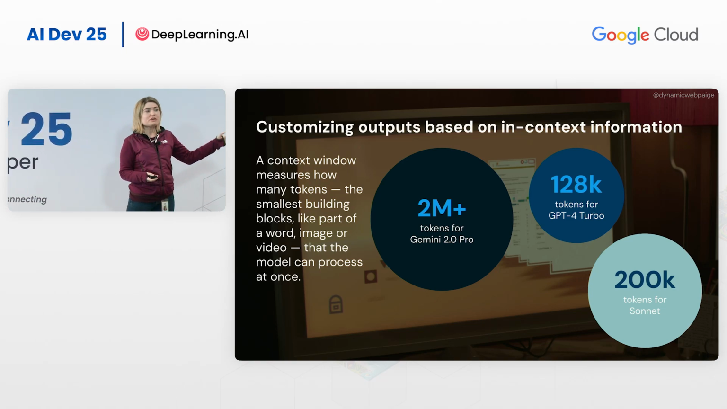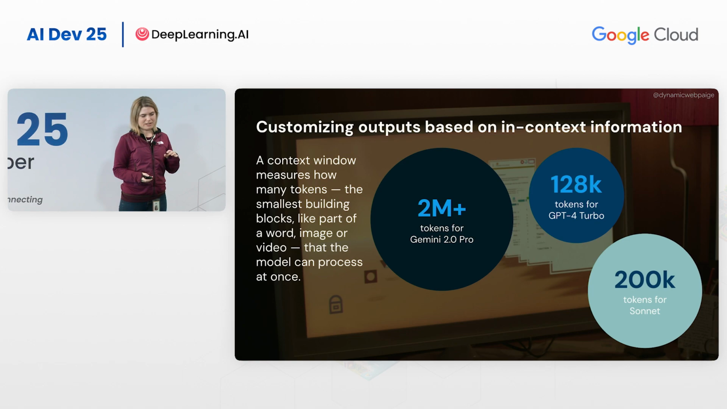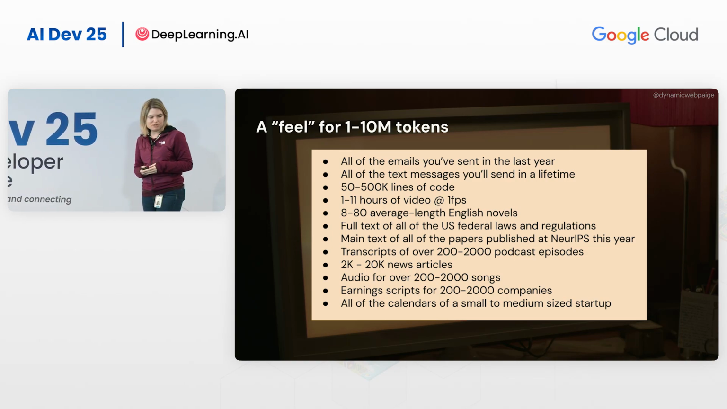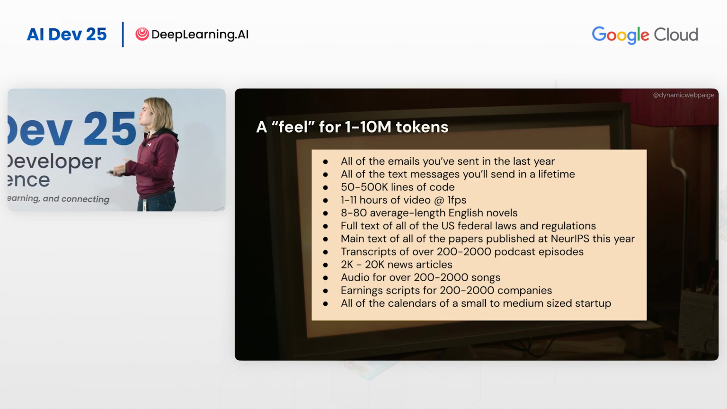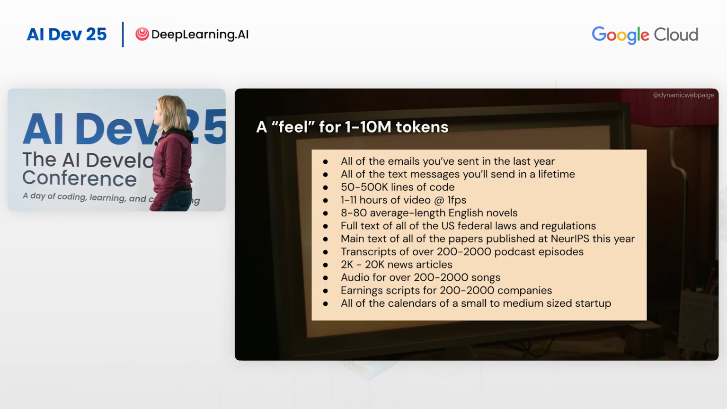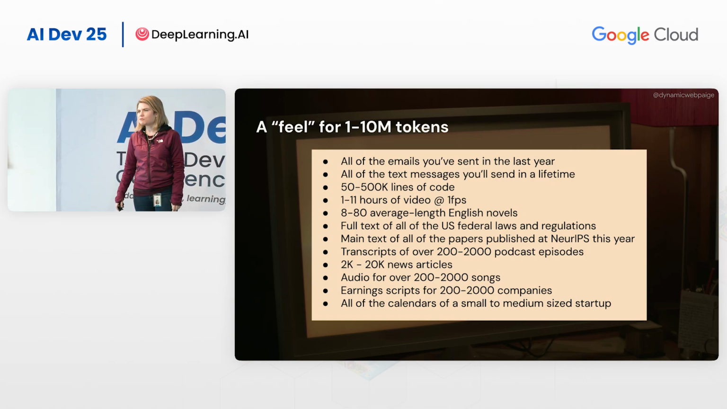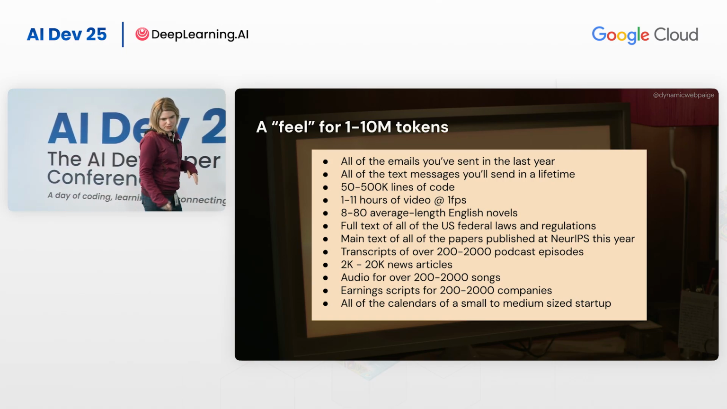Here are some emails, whatever you would like. And 1 million tokens ends up being a lot of information. So it's all of the emails that you've sent in the last year, all of the text messages that you could possibly send in a lifetime, hours and hours of podcasts. If you remove all of the commercials, it's the entire first season of Silicon Valley, the TV show, all sorts of stuff that you can give the model.